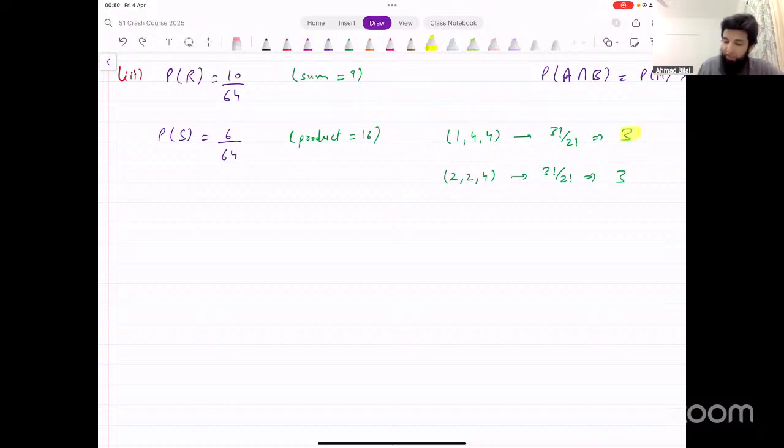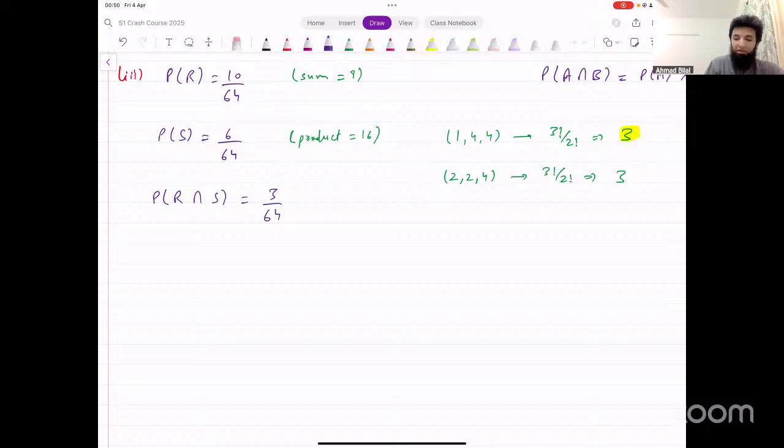These 3 cases are what are common between R and S, right? When you have 1, 4, 4 or any other arrangement of this, 4, 1, 4 or 4, 4, 1, in these 3 cases, the product is 16 and the sum is 9. Both conditions are satisfied in these 3 cases. So we can say probability of R intersection S, when both of those things are happening together, that is 3/64.